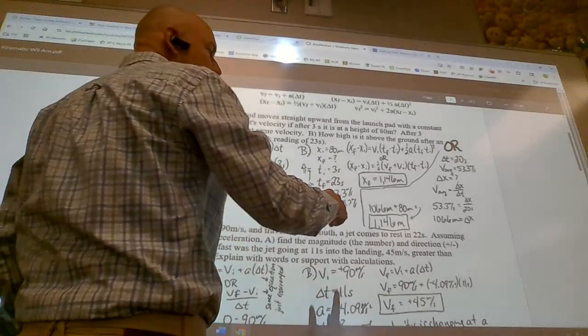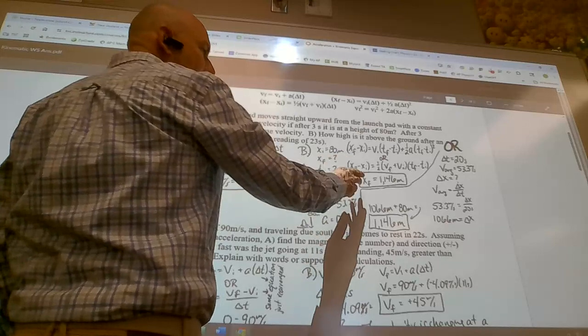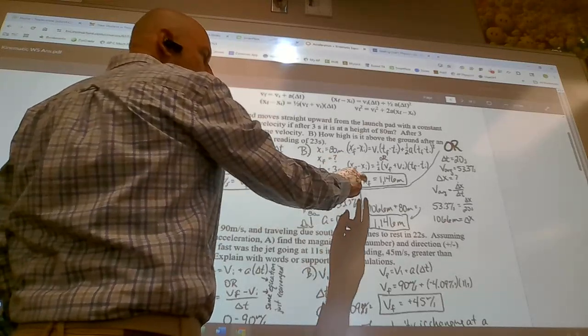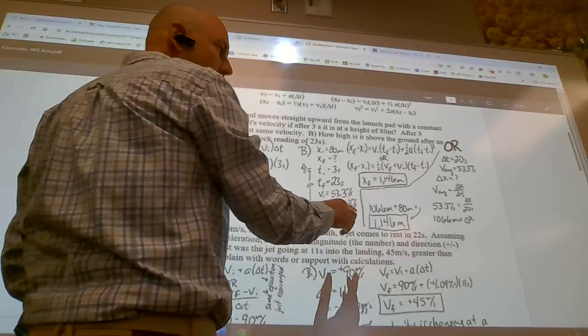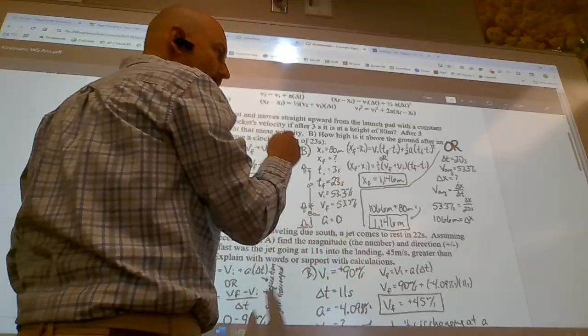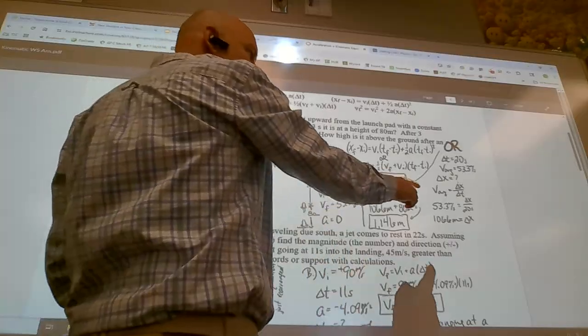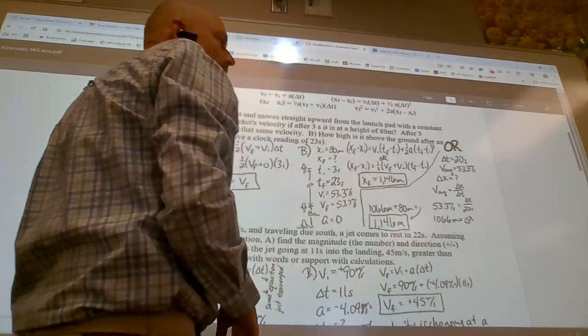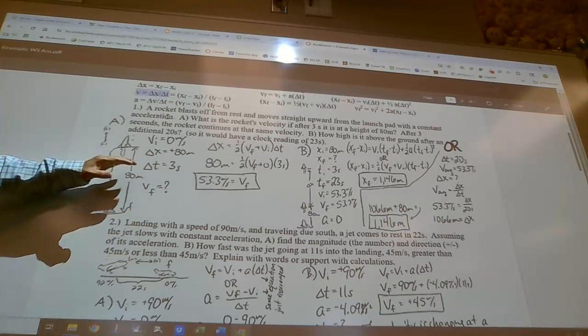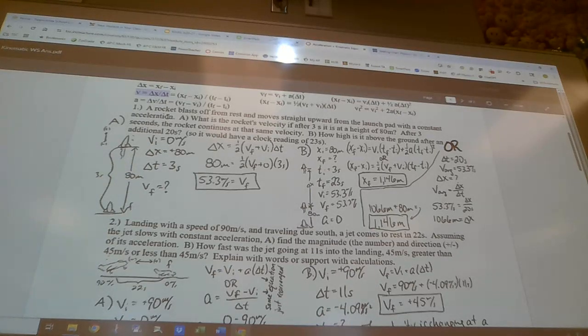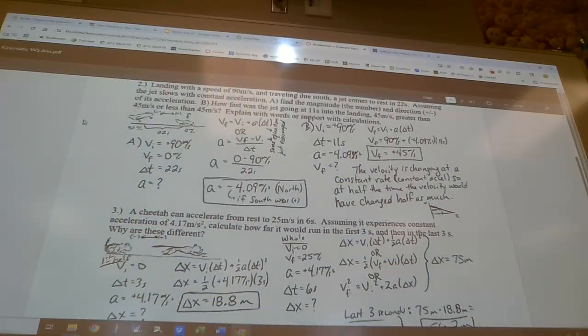So you would need to figure out how far you traveled in the first 3 seconds, and then figure out how far it went in the additional 20 seconds. You could have used your constant velocity equation during the 20-second part. You had a lot of options there, but the big thing there was don't use constant velocity if velocity is changing.